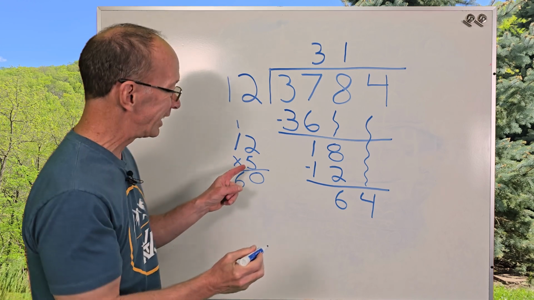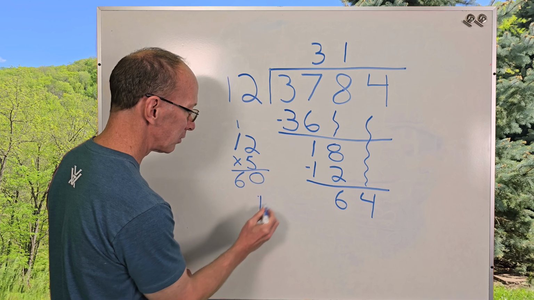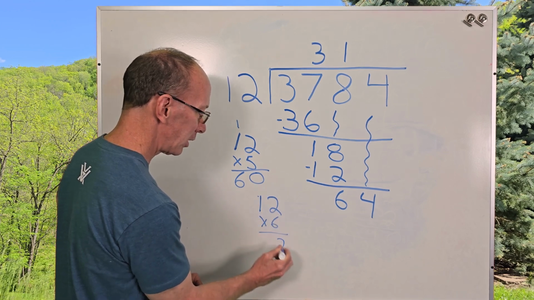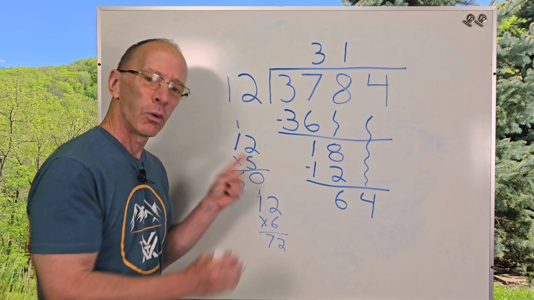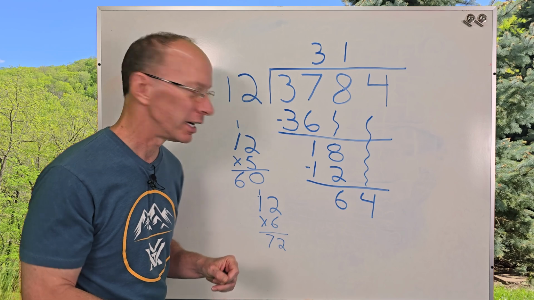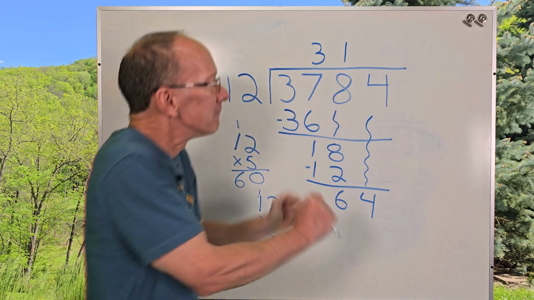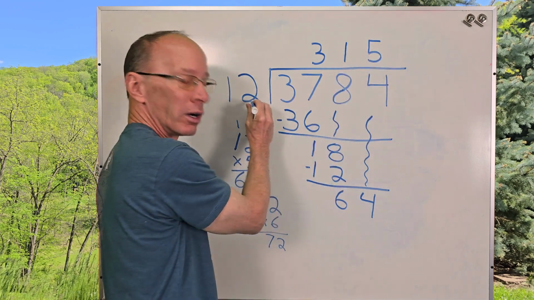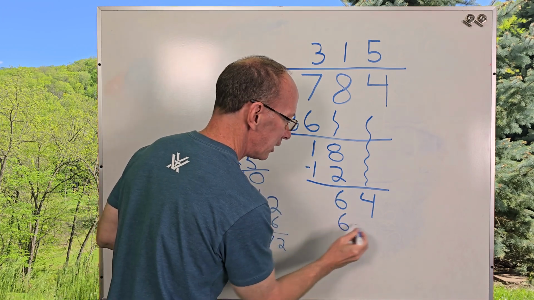Now I know if I did 6 times 12, it's going to be way over, but I'll just show you what 6 times 12 looks like. 12 times 6. 6 times 2 is 12. Carry the 1, 6, and then 7. That would be 72. We're going to stick with 5, all right? So I put the 5 right over here. And then I take 5 times 12, which was 60. So I put 60 right here.